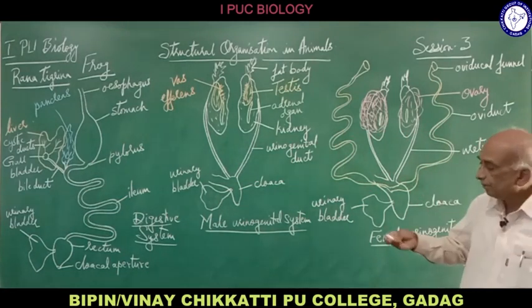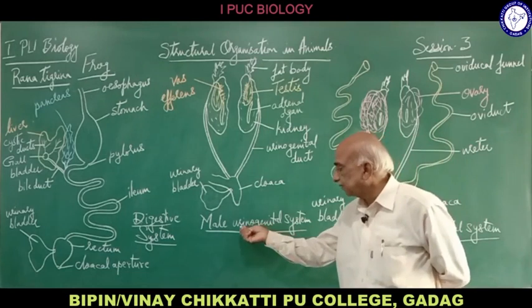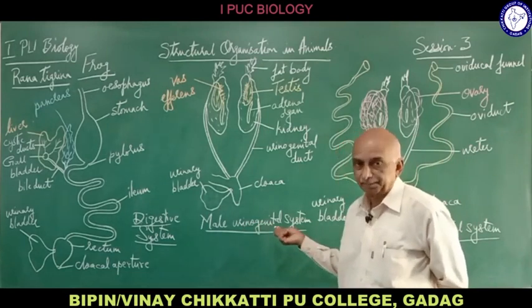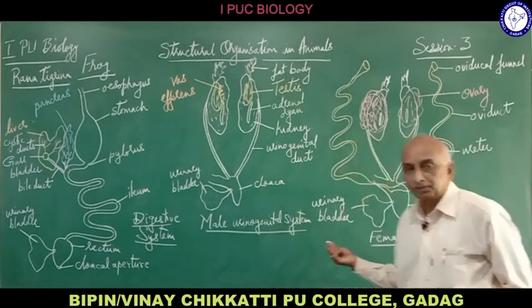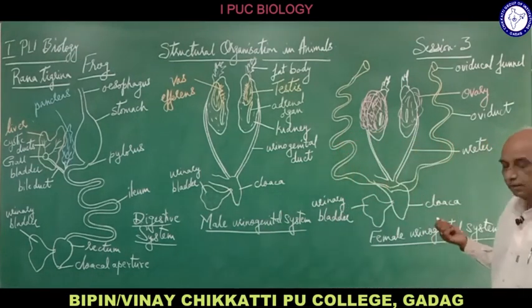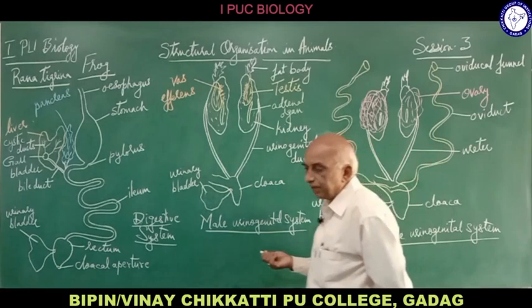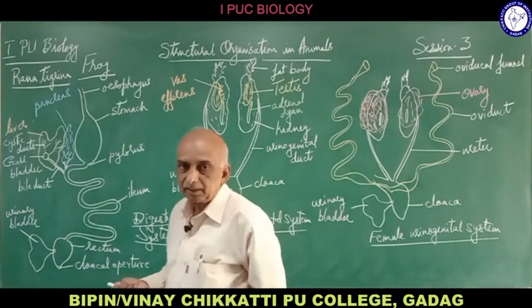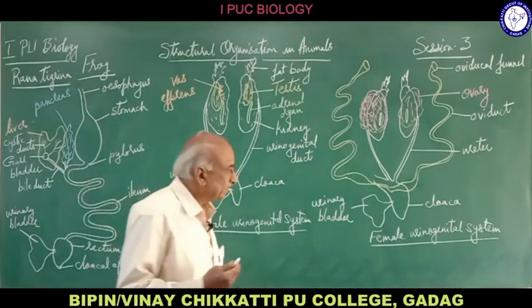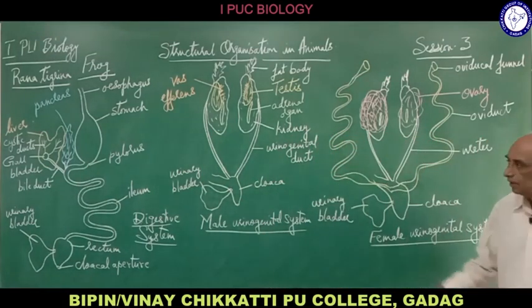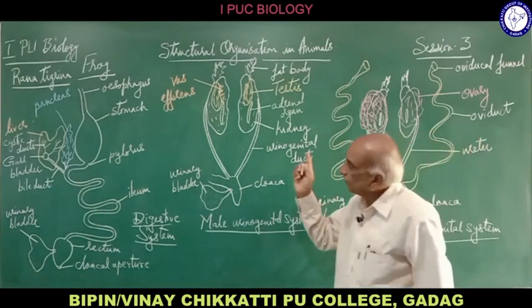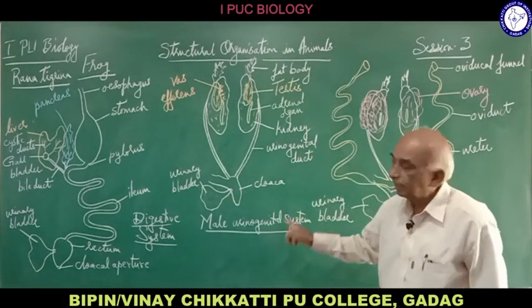So that is why usually the reproductive system is referred to as the urinogenital system. Urino means excretory, genital means reproductive. So hence the reproductive system and excretory system, as they are associated with each other, are referred to as the urinogenital system.